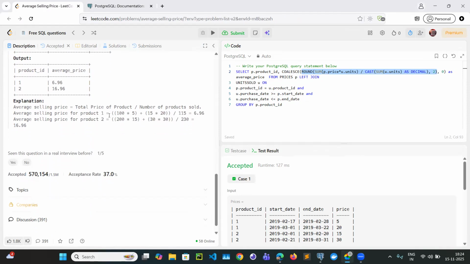It is also given in the explanation as well. We can just follow that, along with this extra functionality, coalesce.